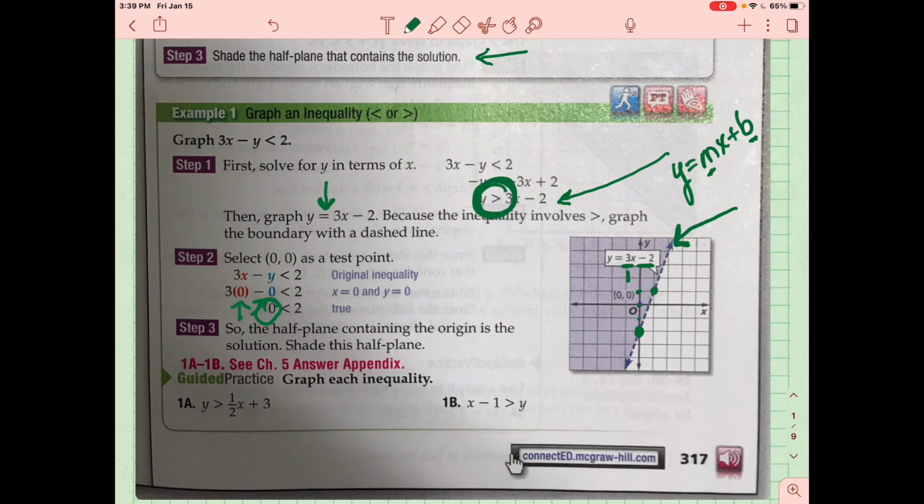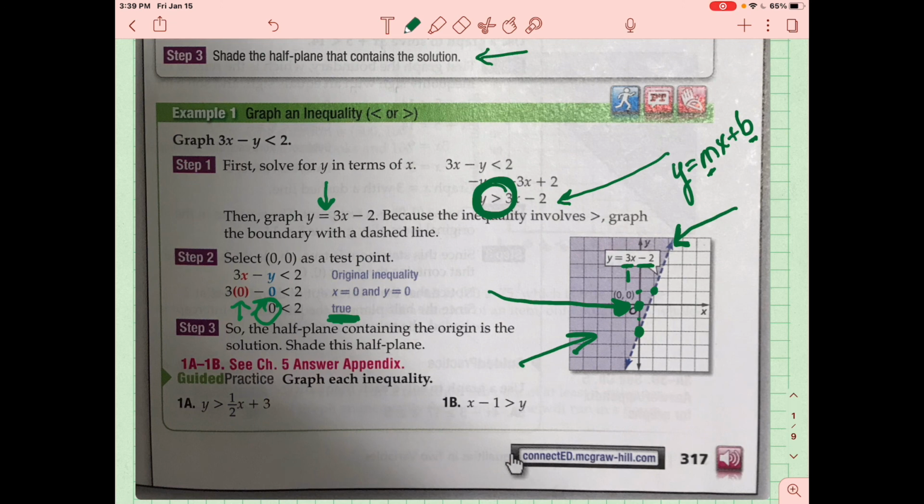So we go to the point 0 and 0, which happens to be right there at the origin, this point right here, and we know that that point, since this is a true statement, that point has to be in the area that we're going to color. So we go ahead and color in this region right here, not the white region. We're going to color right over our test point. Now, if it had been false, then we would not want to color over that point. We'd want to color on the other side.